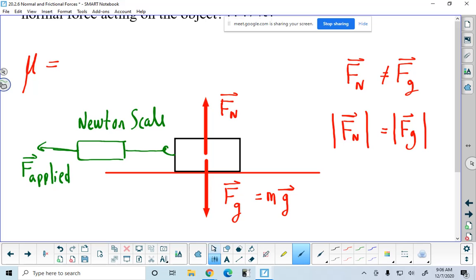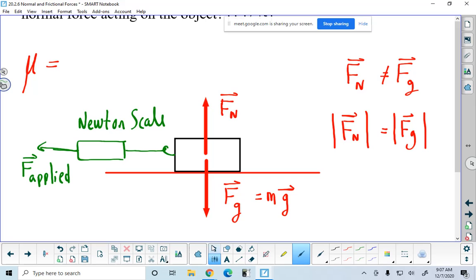And we would do our best to drag that block of wood across the floor at a constant speed, which is a very tricky thing. But if you think about that, if I'm moving it at a constant speed, then that means it's not accelerating, so the force that I apply has to be balanced by some other force. And that other force is the force of friction.